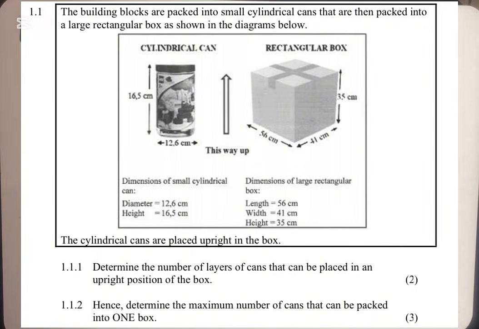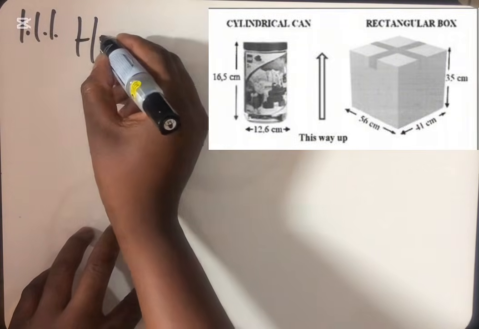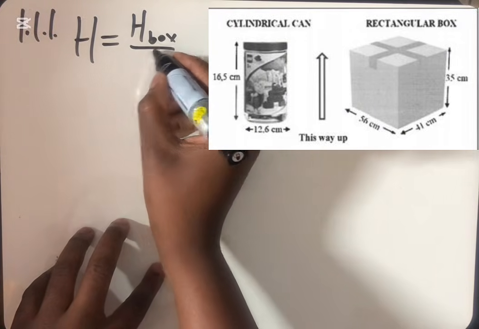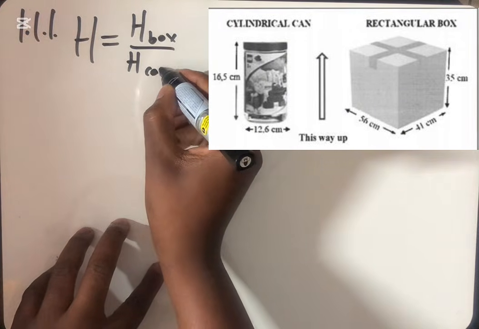And then the first question, it says determine the number of layers of cans that can be placed in upright position of the box. Upright position, we deal with the height. So you should not forget that you are packaging the cylindrical cans inside the rectangular box. So we are just going to say height is equal to height of a box divided by height of a can.